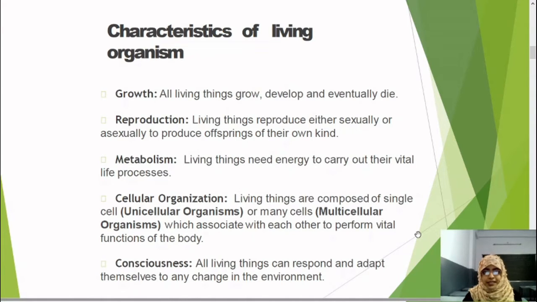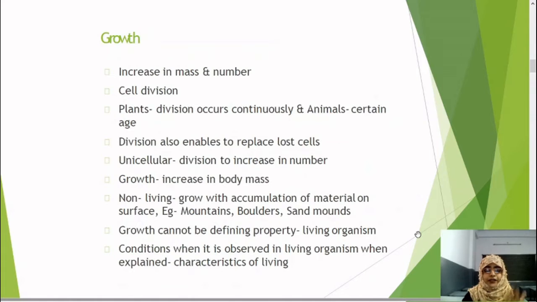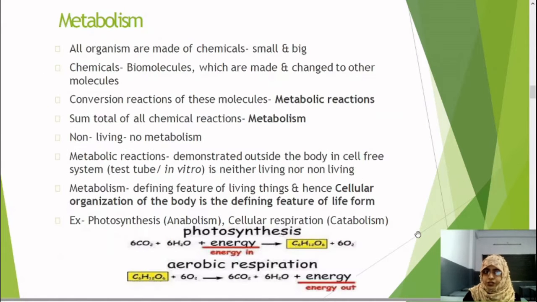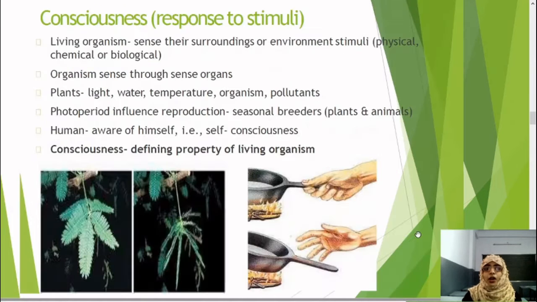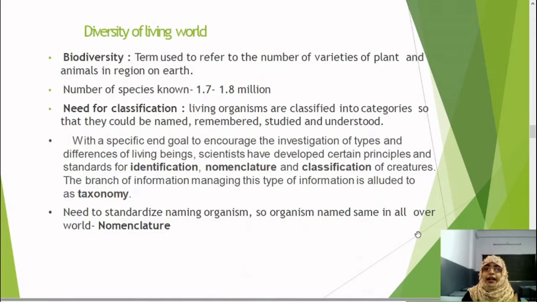Consciousness is nothing but the feel of touch, or awareness of anything, which is found in human beings and animals. Plants also have a certain amount of consciousness towards certain stimuli. So we have studied in brief growth, reproduction, metabolism, cellular organization, and consciousness. We have also studied diversity, which is the variety of plants and animals living on this earth, and the need for classification.